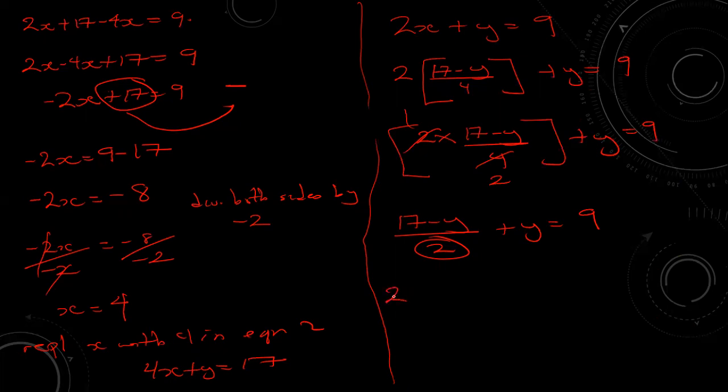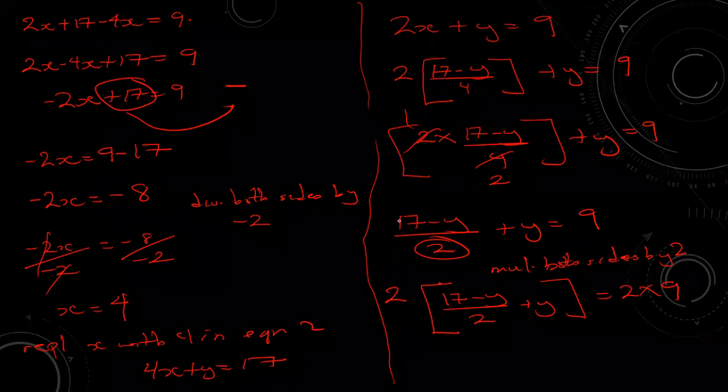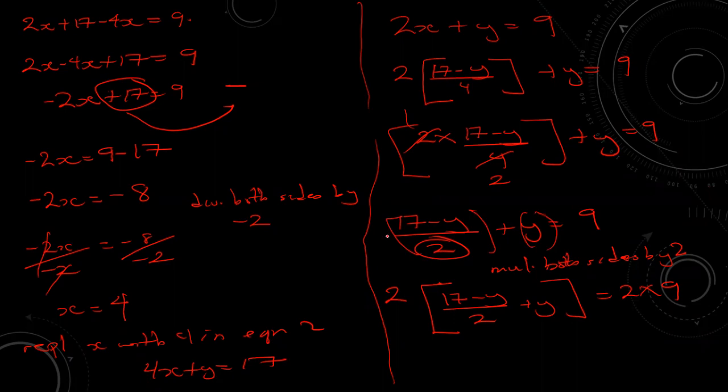So we multiply both sides by 2. So what is the idea behind that? To get rid of this 2 and so that we can have whole numbers, not fractions. So 2 times 17 minus y over 2 plus y equals 2 times 9. So this 2 is not just going to affect this one, it's also going to affect the y. Okay, the entire left-hand side.